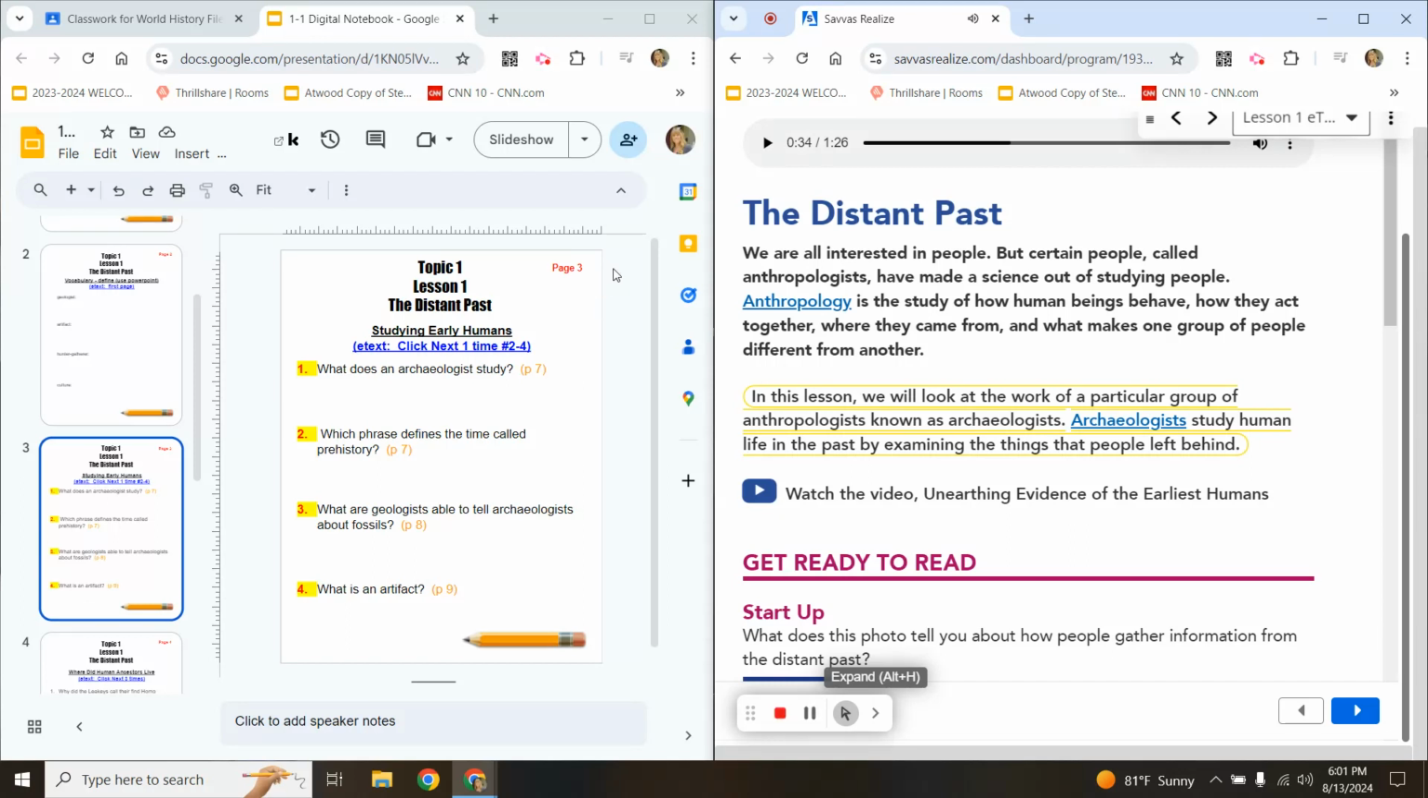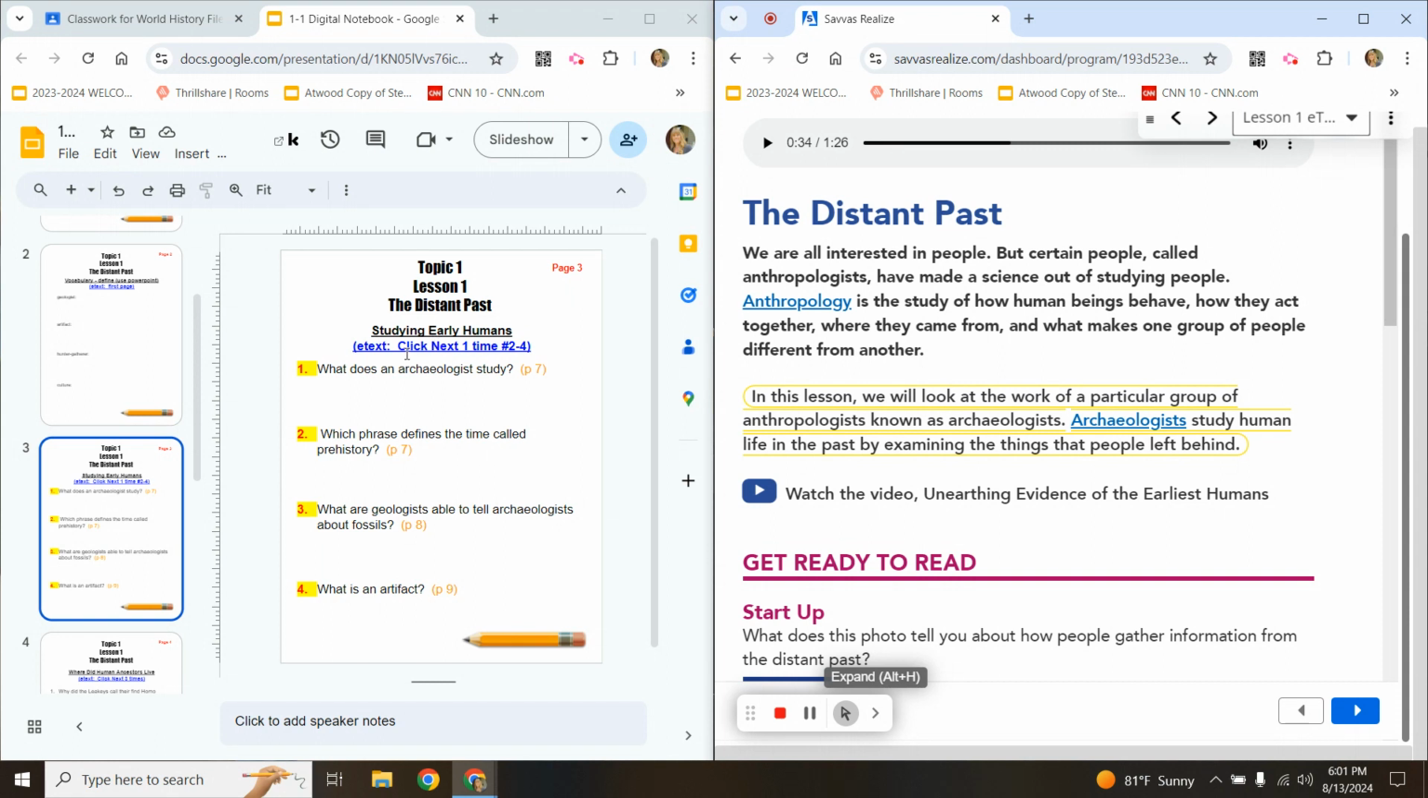We are starting on page 3. If you remember, we already did number 1 in our first video, and then we watched the video, and then we defined the vocab words. So this is our second video, and we are going to start on number 2 on page 3.